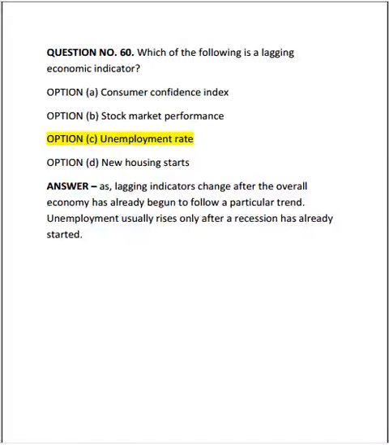Question No. 60. Which of the following is a lagging economic indicator? Option A, Consumer Confidence Index. Option B, Stock market performance. Option C, Unemployment rate. Option D, New housing starts. Answer, C. Lagging indicators change after the overall economy has already begun to follow a particular trend. Unemployment usually rises only after a recession has already started.